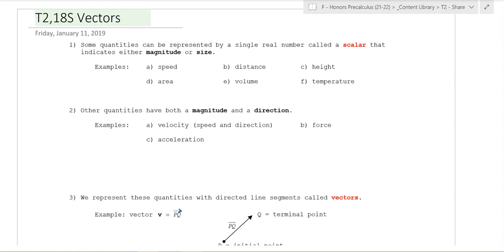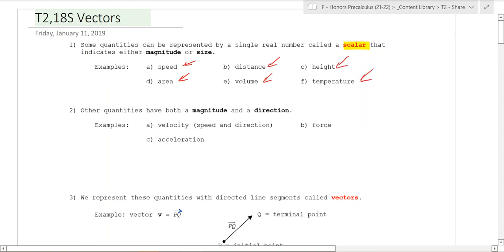First, some quantities can be represented by a single real number, and those are called scalars. A scalar indicates a magnitude or size. So things like speed or area, distance, volume, height, temperature, things that are noted by one real number.